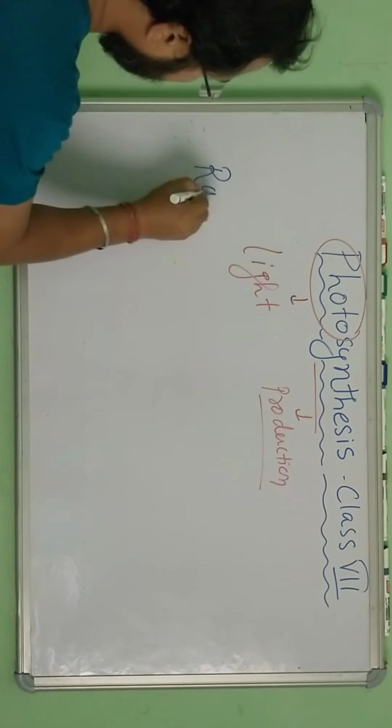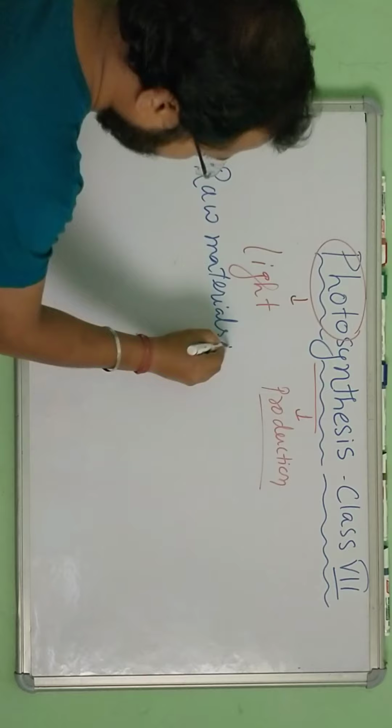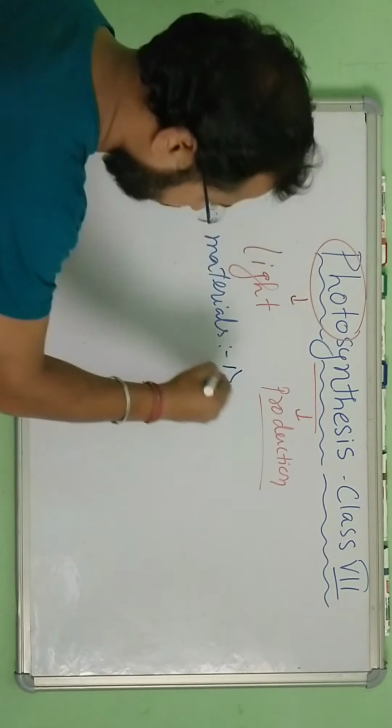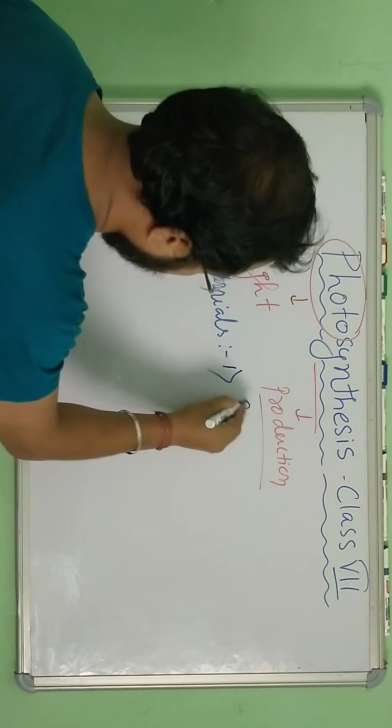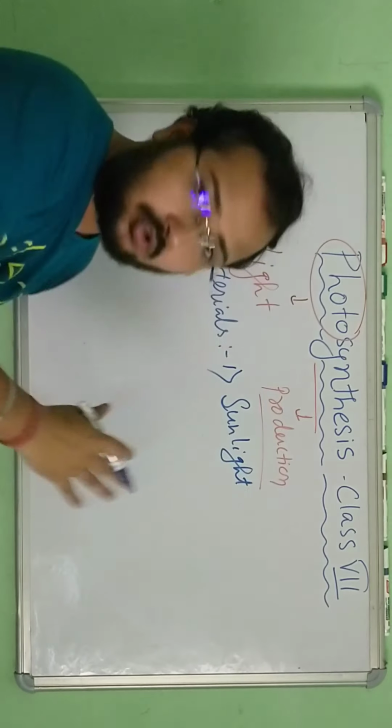Let's rub this and let me make points here. So the raw materials which are required to make the food. Number one, as we have seen here, is sunlight, which is very, very important. This is the source of energy.